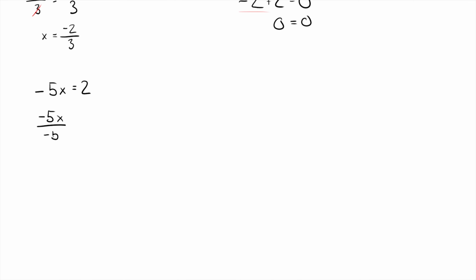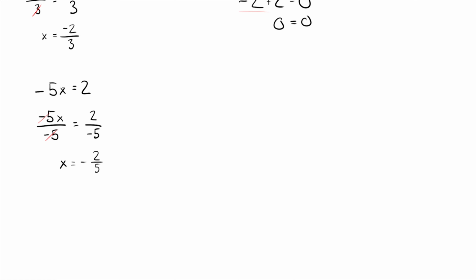And whatever I do to the left side, I have to do to the right hand side as well. So I'm going to take 2 and divide it by negative 5. Okay? So again, on the left hand side, the negative 5 and the negative 5 will cancel out, and I'll just be left with x equals negative 2 over 5. Again, I'm going to leave this as a fraction just so that we can be as accurate as possible and so that we can plug it back in and try and solve.